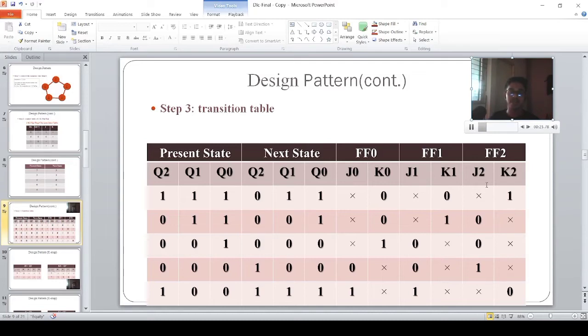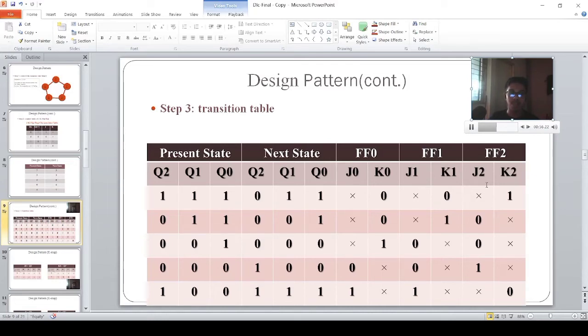So first we'll see the values for Q2 and Q2 plus. If the value is 1 and 0, J2 and K2 will be don't care and 1. For 0 and 0, J2 K2 will be 0 and don't care. For 0 and 1, J2 K2 will be 1 and don't care. For 1 and 1, J2 K2 will be don't care and 0.